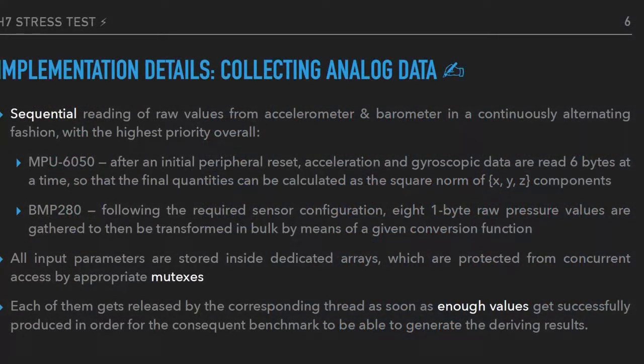The application had to sequentially read data from the IMU and the barometer, storing it in dedicated arrays. And this data was then processed by a benchmark. All the shared variables are obviously protected by mutexes to avoid concurrent access on the protected memory.